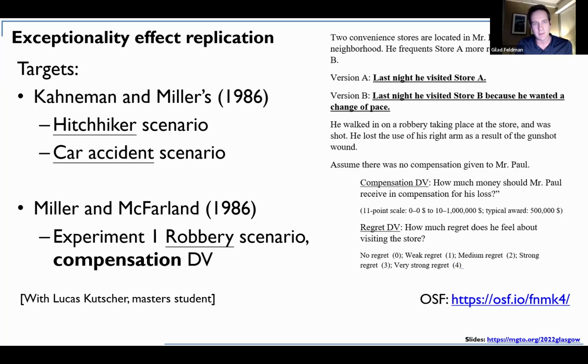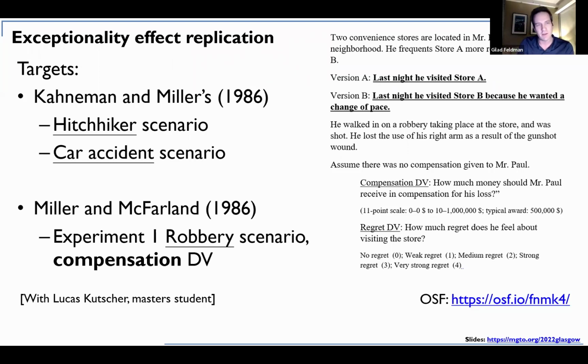And what was interesting about this whole thing is that we decided to take two targets. So we had three different scenarios: hitchhiker, car accident, and robbery. So already we wanted to see if there's an alignment between these three scenarios. Are they going to have the same kind of thing?